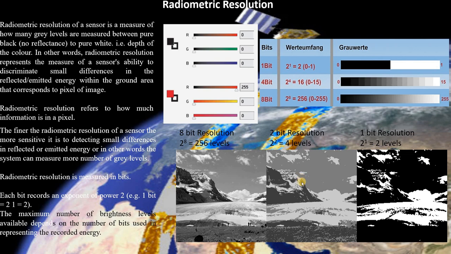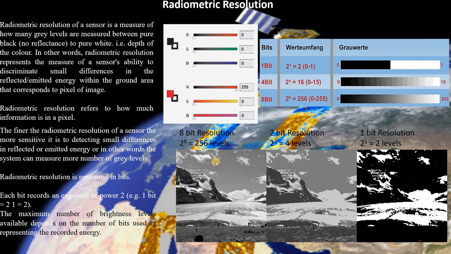Similarly, coming to the second image, this image is made up of four gray levels between pure black and pure white, right? Similarly, in the third image, if you see, this image is made up of 256 gray levels or 256 shades between pure black and white, right?